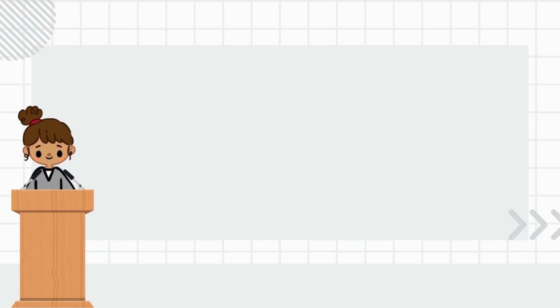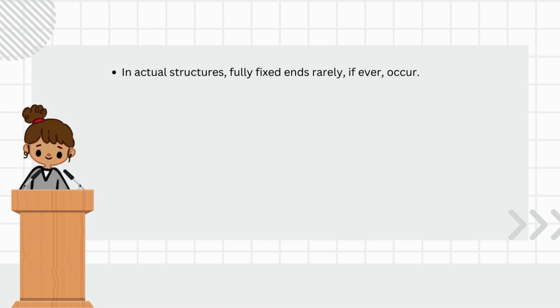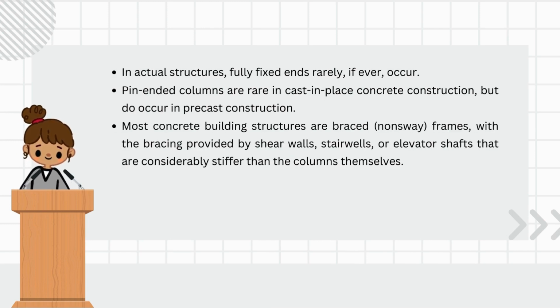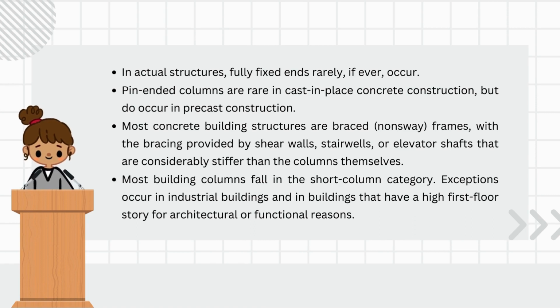Here are some important points to consider in practical application of these principles. In actual structures, fully fixed ends rarely, if ever, occur. Pin-ended columns are rare in cast-in-place concrete construction, but do occur in precast construction. Most concrete building structures are braced, non-sway frames, with the bracing provided by shear walls, stairwells, or elevator shafts that are considerably stiffer than the columns themselves. Most building columns fall in the short column category. Exceptions occur in industrial buildings and in buildings that have a high first-floor story for architectural or functional reasons.